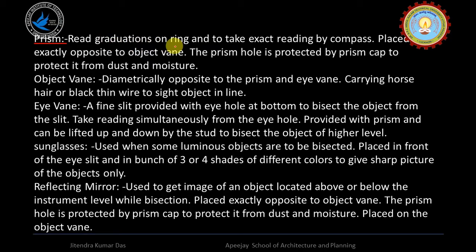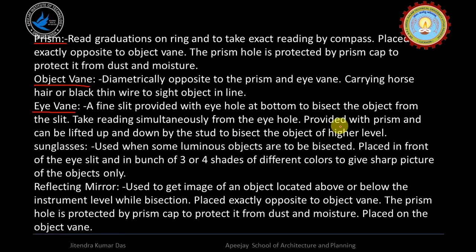Next is prism. It reads graduations on the ring and takes extra readings, placed exactly opposite to the object vane. The prism hole is protected by a prism cap to protect it from dust and moisture. Object vane: diametrically opposite to the prism and the eye vane, carrying horse hair or a black thin wire to sight the object in line.